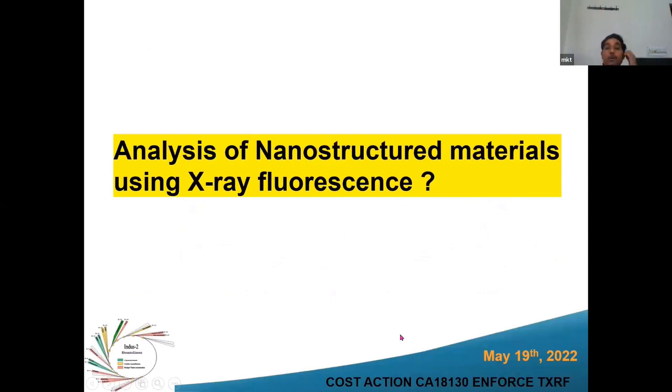So now I am coming to the analysis of nanostructure. Why use it? Is it possible? Because normally people use the X-ray fluorescence technique for bulk analysis. This is quite popular. But whether we can analyze nanostructures, some people have already done it. There are nanostructured materials such as thin films, nanoparticles, and other nanoforms.